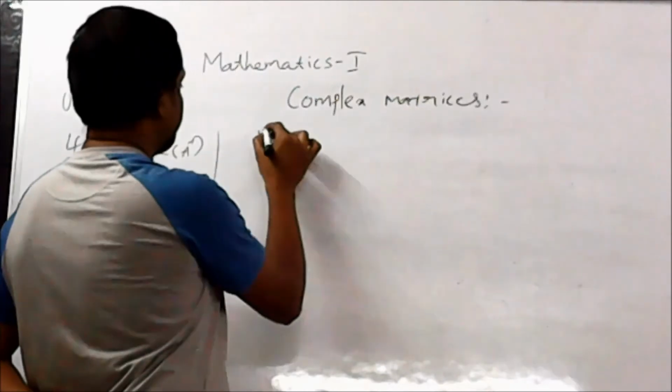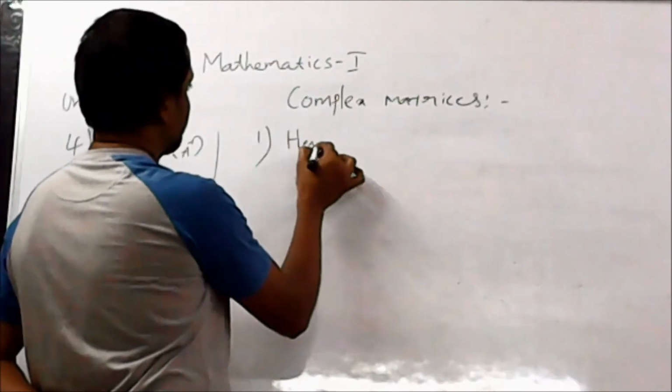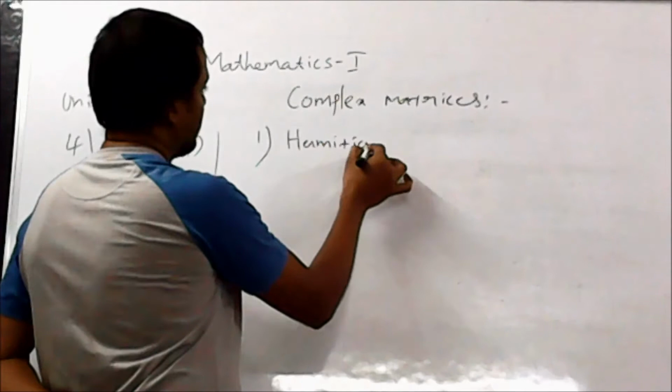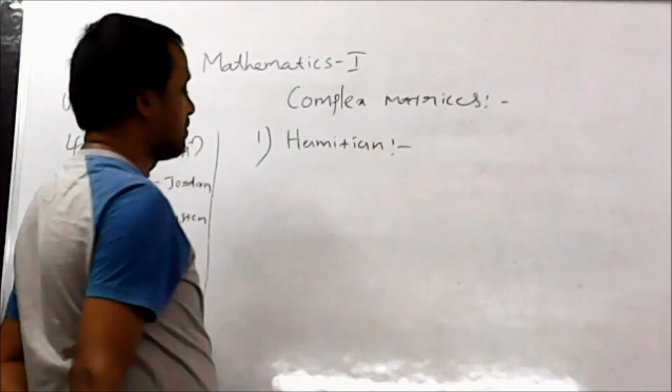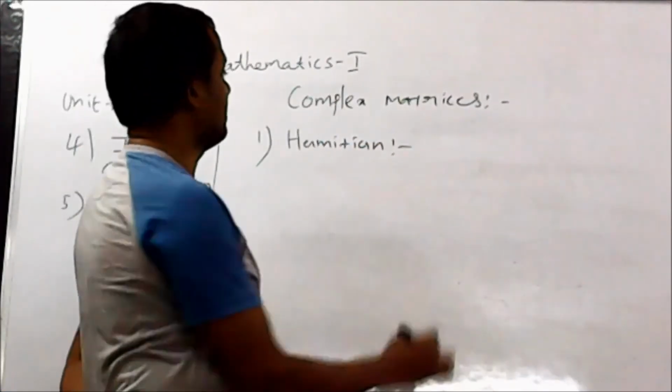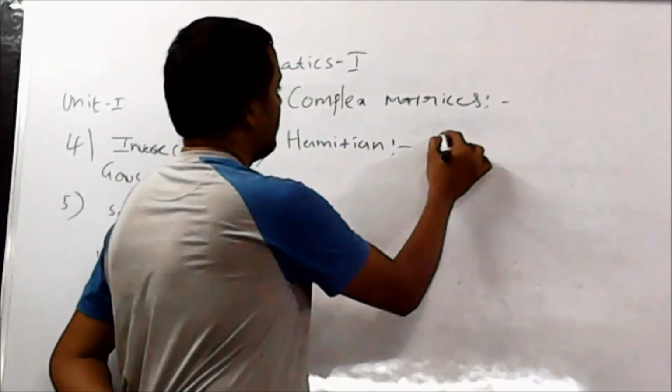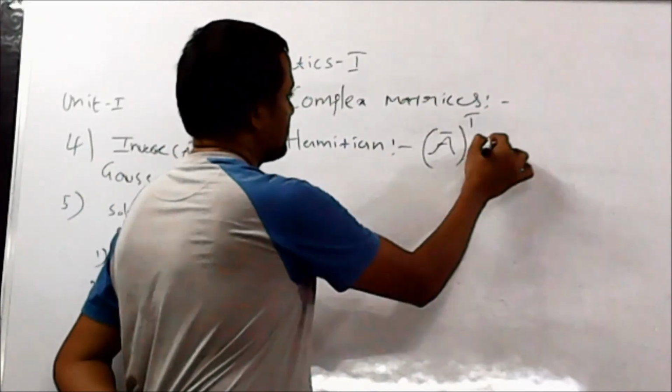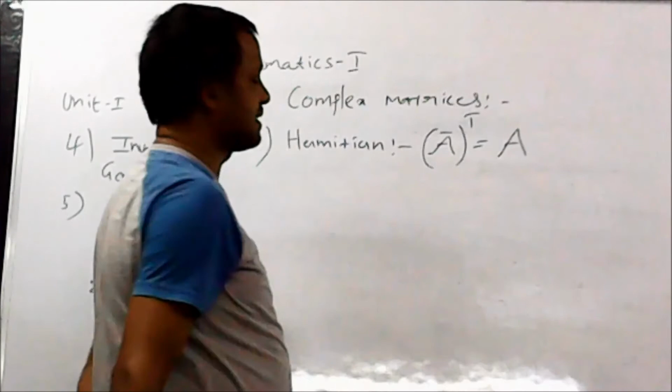So first type is Hermitian. Here also we are talking about square matrices only. A matrix is said to be Hermitian when A conjugate transpose is equal to the same matrix A.